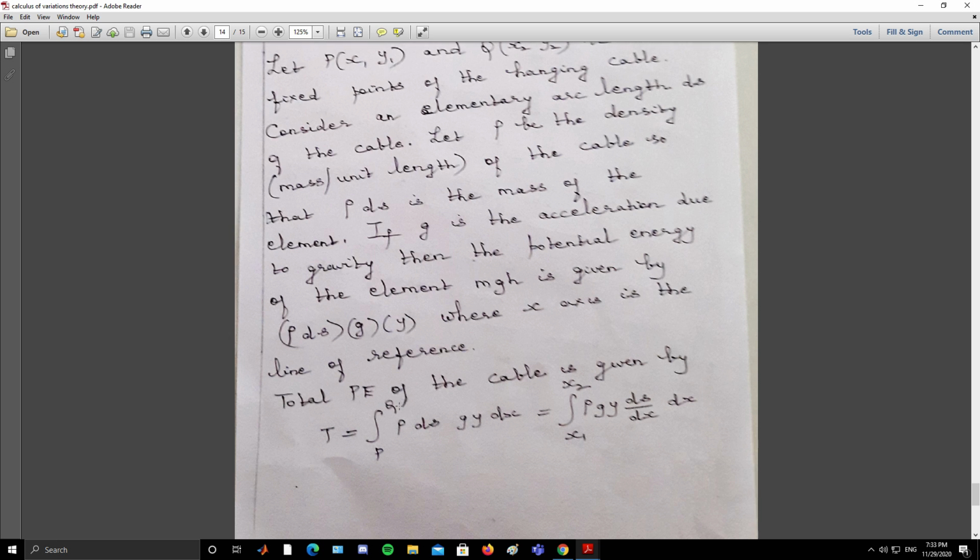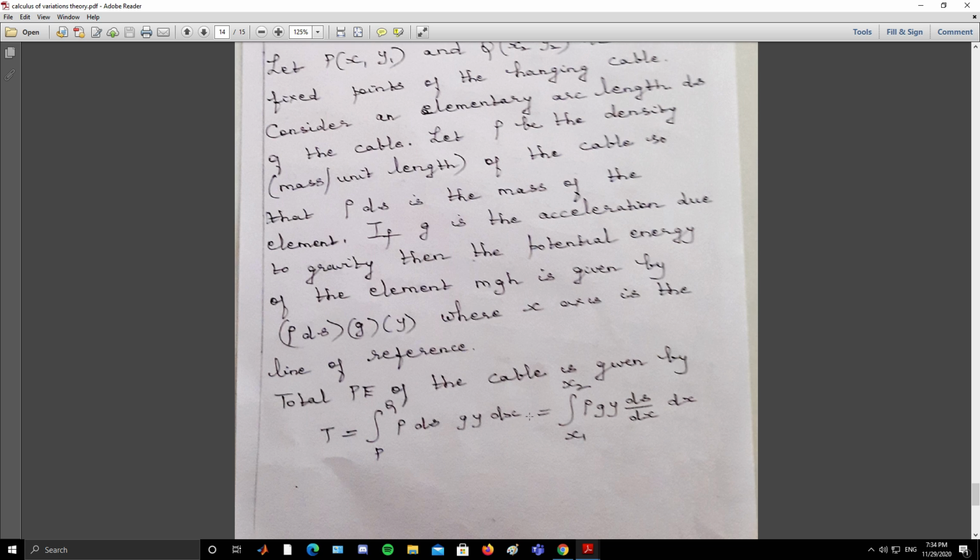So the total potential energy of the cable is given by the integral from P to Q of rho g y ds. What is the total potential energy? It is the sum of all the energies between the endpoints P and Q, or the definite integral from P to Q of rho g y ds. Since we are integrating with respect to x, we have the integral from x1 to x2 of rho g y (ds by dx) dx.